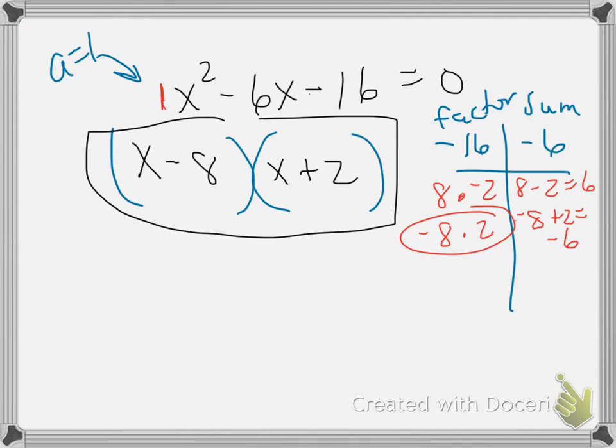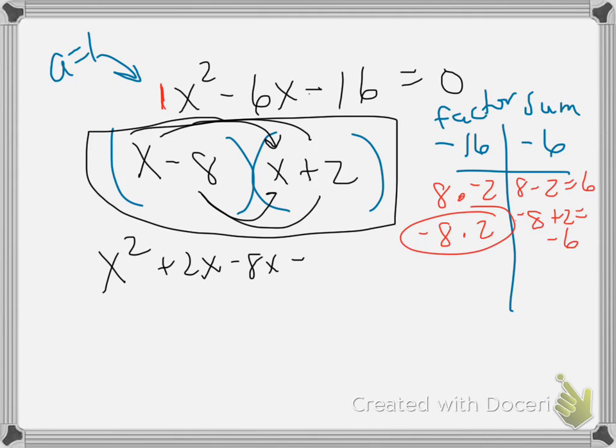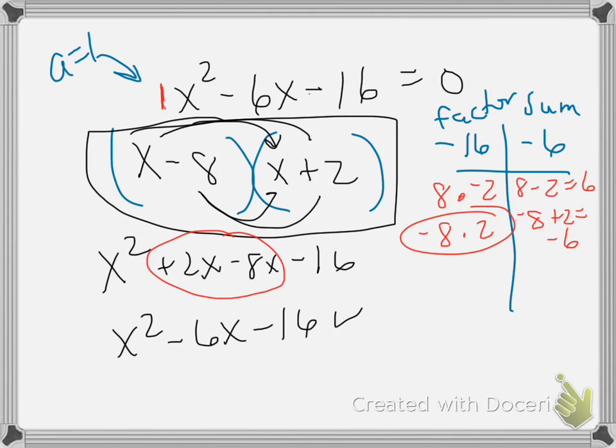This is my factors, and I can actually do the double distributive and find out what they equal. So x times x is x squared, plus 2x, and -8 times x is a -8x, and -8 times 2 is a -16. And then we always combine the ones in the middle. And so when we do this, we have x squared minus 6x minus 16, which matches perfectly.